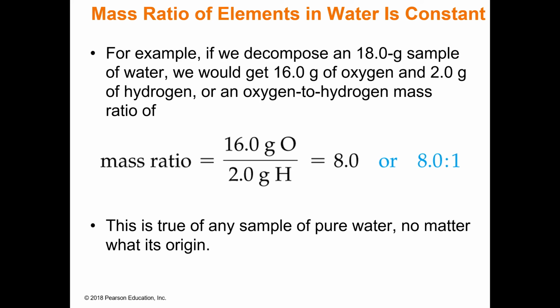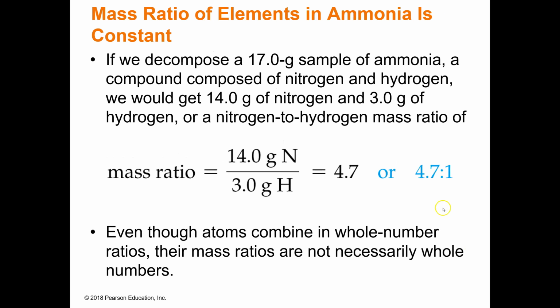Whether you get your water from a spring, a lab, or a cloud, it's always H2O with the same elemental proportions. Ammonia, NH3, follows the same principle. If you decompose 17 grams of ammonia, you get 14 grams of nitrogen and 3 grams of hydrogen. That's a nitrogen to hydrogen mass ratio of about 4.67. Even though atoms combine in whole number ratios, their masses don't always work out to whole numbers.